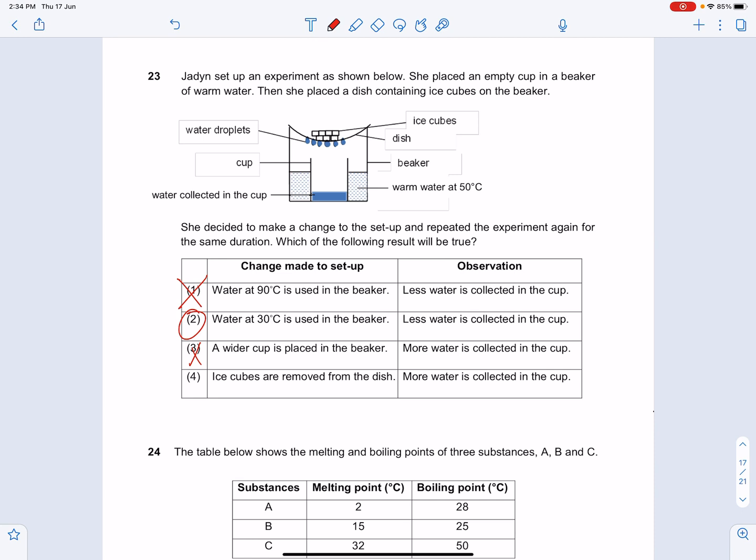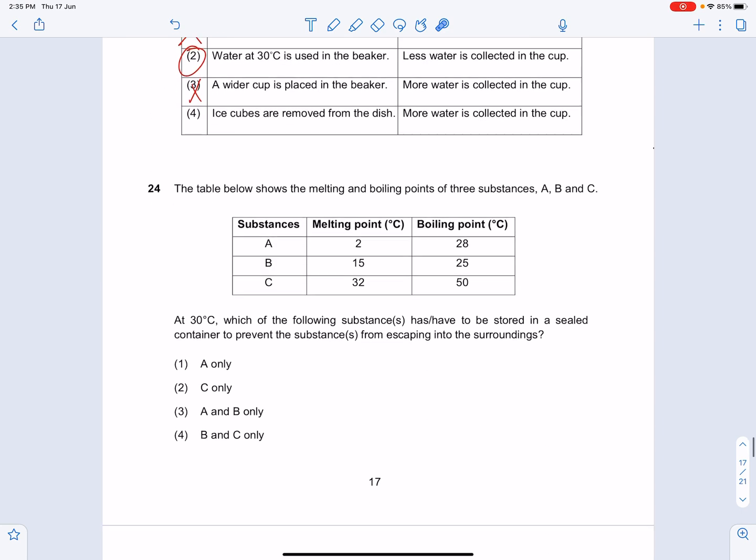This is definitely wrong, because you really would want the temperature difference between your cooler surface and your water vapor to be of the greatest difference. So you want to cool this as much as possible by adding more ice cubes, in fact, and you want to make your water vapor hotter. So this is also wrong. So yes, our answer 2 is correct.